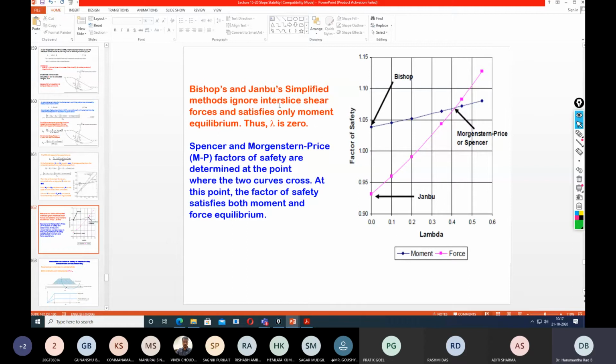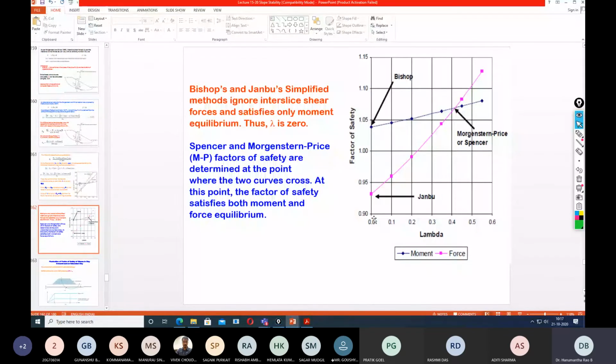Bishop's and Janbu's simplified methods ignore interslice shear forces. Now, what do we mean by ignoring? Ignoring the interslice shear forces means putting lambda as 0. When lambda is 0, it indicates that these methods ignore interslice shear forces and satisfy only the moment equilibrium. Thus, lambda is 0.